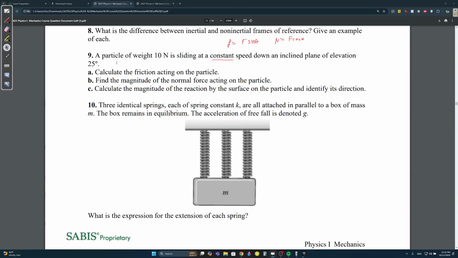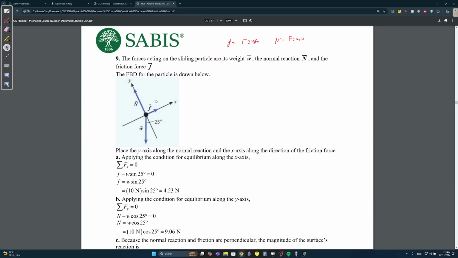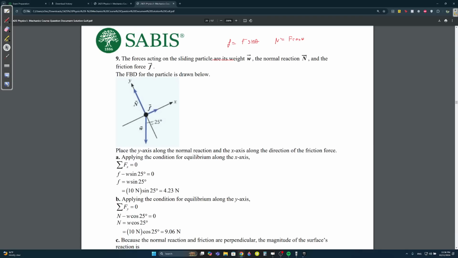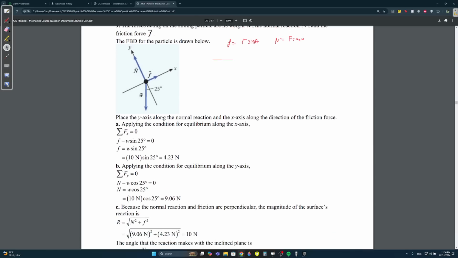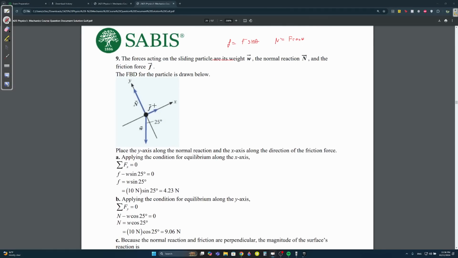What's the force? 10. So 10 sine 25 is friction. See, they drew it for you. They said it's sliding at a constant speed down. Okay, so you know what? I'm actually going to use the FPD. I just didn't want to draw it. If it's sliding down in this direction, it's saying constant speed.